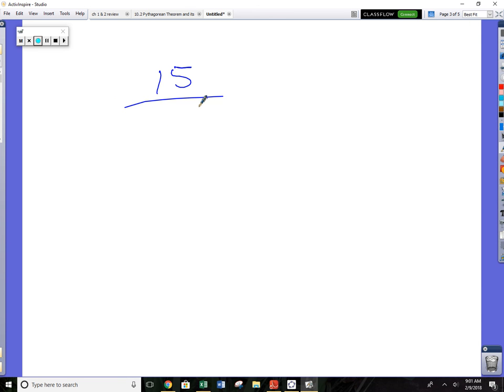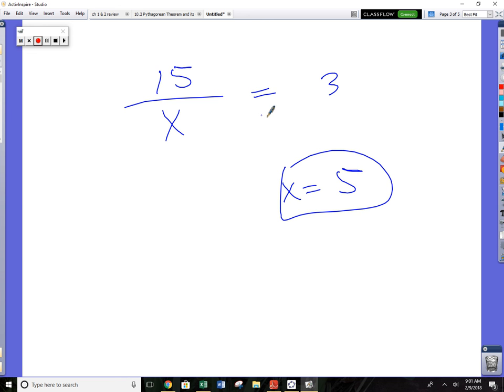If I tell you 15 divided by some number x will result in a 3, what do you know x has to be? From mental math, you know that x has to be 5, and that's true. If you plug in 5, 15 divided by 5 is 3. Now, how did you get 5?